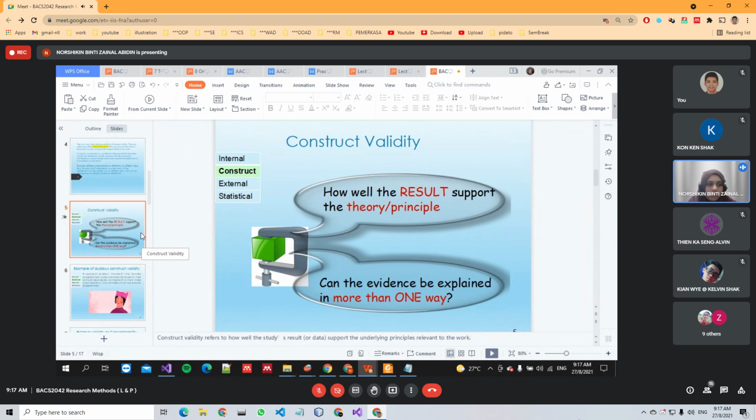For example, like I said in your assignment, everything that you said, for example, your hypothesis, your objective, you need to justify them. You need to state how you achieve or how you accept or reject your hypothesis. So how you accept the hypothesis, or how you say that this objective is already achieved by what evidence. So this one is, can the evidence be explained in more than one way?